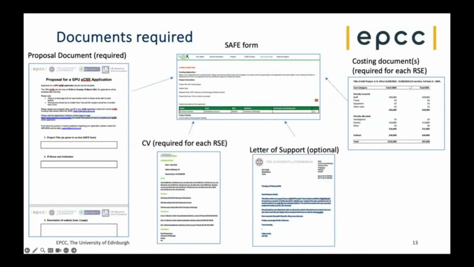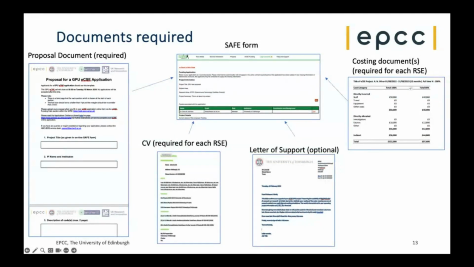So CVs are required for each of the RSEs. So anybody who's going to be doing technical work on the project and going to be funded to do technical work is required to add their CV to the form. And those CVs can't be added until the technical staff actually accepts the invitation. So you invite them first, they then join, then you or they can add their CV.